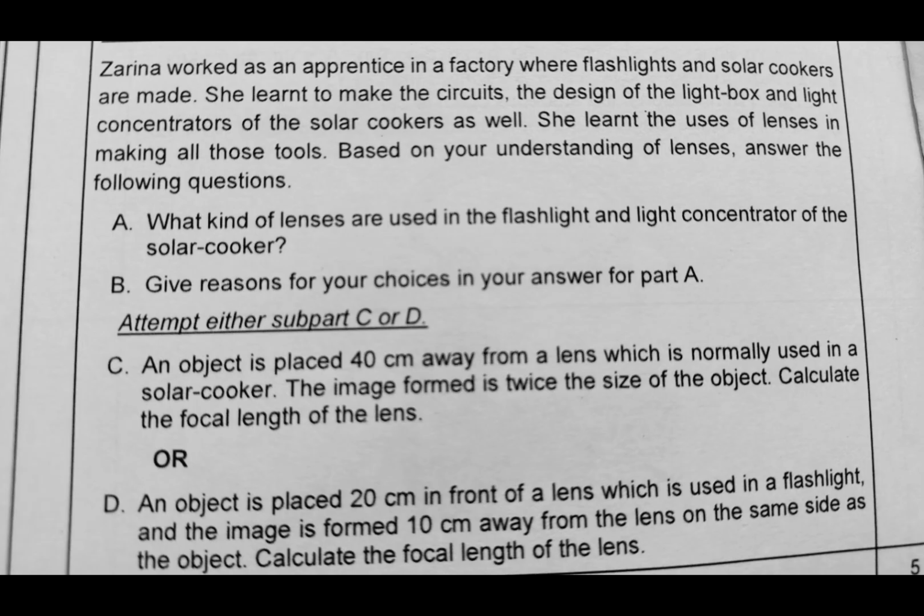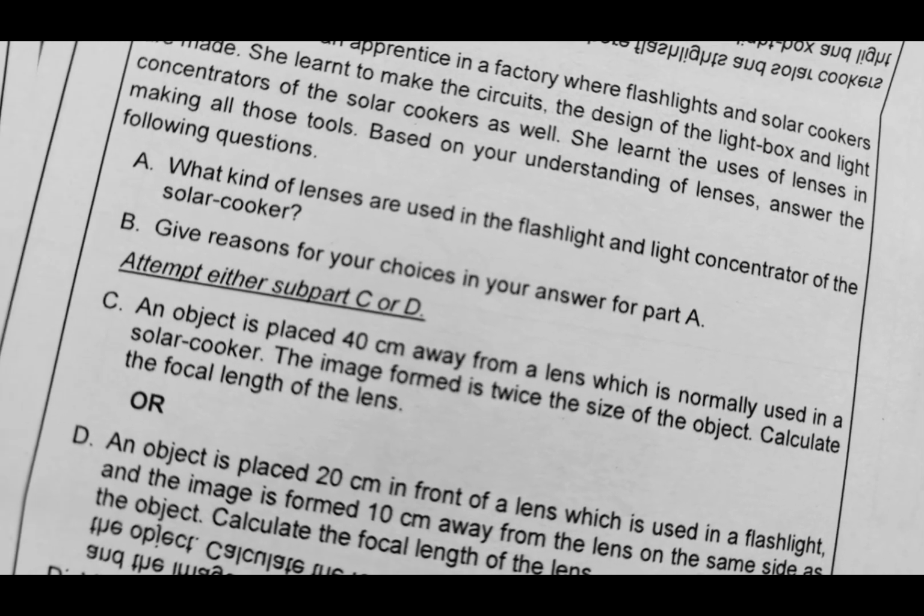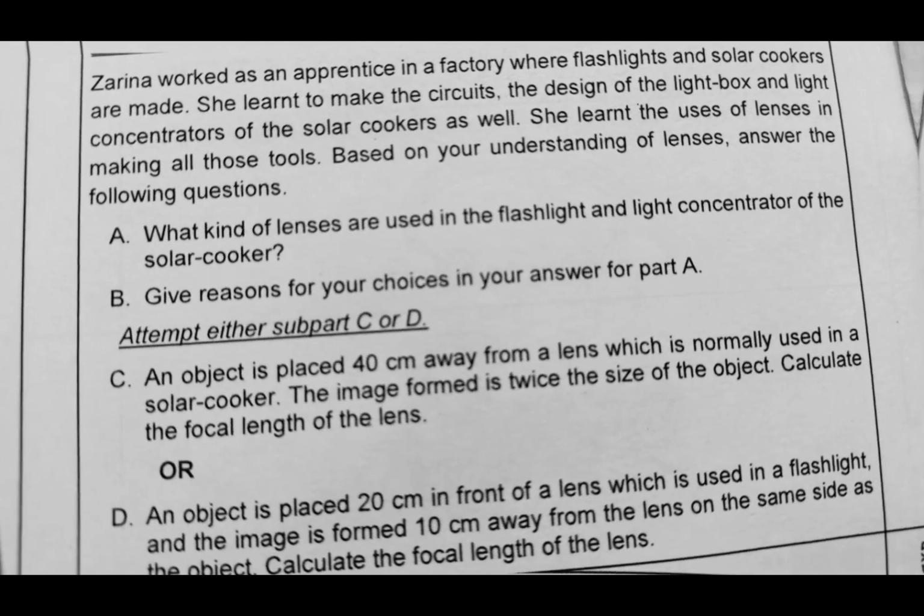First question is, what kind of lenses are used in flashlights and light concentrators of solar cookers? So you know the application of the lenses, right? Then tell me, what kind of lenses are used in flashlights and light concentrators of solar cookers? Okay, the answer is convex lens. Next question, give the reason for your choice in your answer for part A.